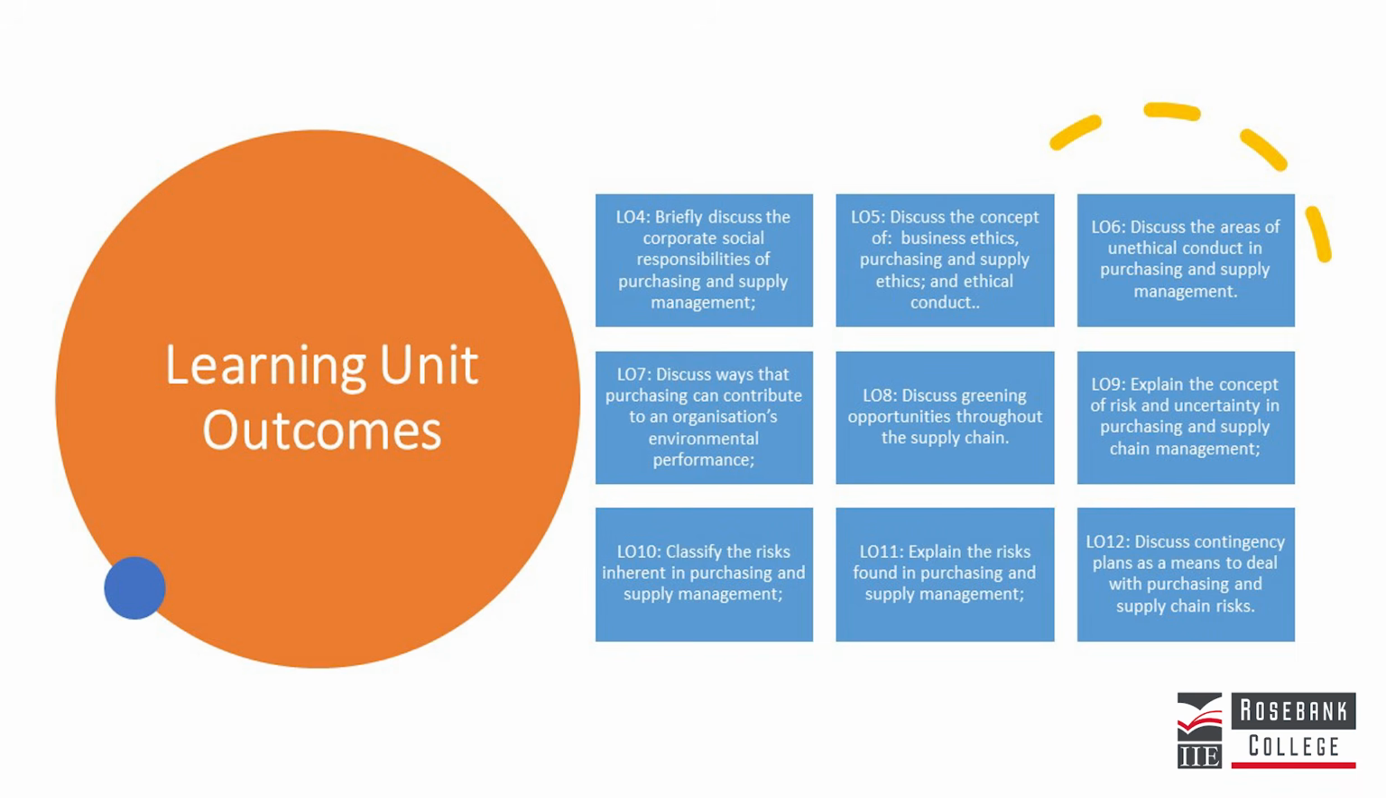We will briefly discuss the corporate social responsibilities of purchasing and supply management, and discuss the concepts of business ethics, purchasing and supply ethics, and ethical conduct. Discuss the areas of unethical conduct in purchasing and supply management. Discuss greening opportunities throughout the supply chain. Explain the concept of risk and uncertainty in purchasing and supply chain management. Classify risks inherent in purchasing and supply management. Explain the risks found in purchasing and supply management. Discuss the contingency plans to deal with purchasing and supply chain risks. Let's get into it.